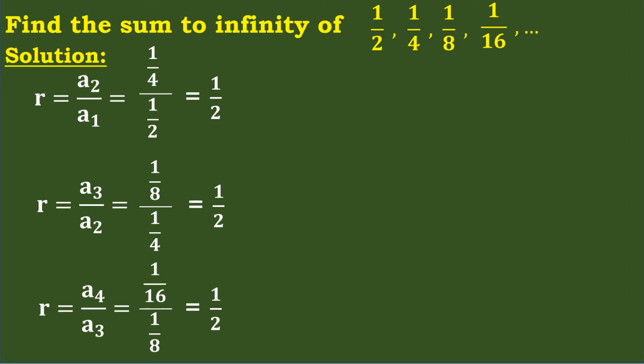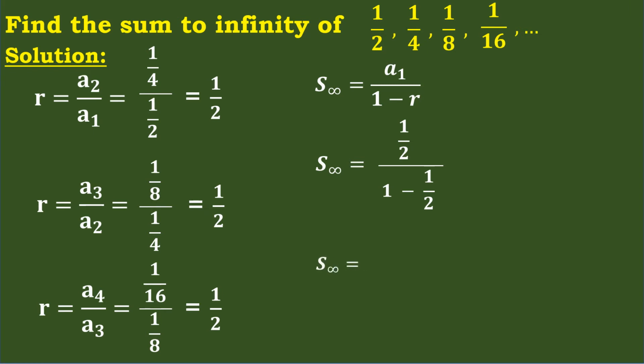Now, 1/2 is greater than -1. And also, 1/2 is less than 1. So, ibig sabihin, magagamit natin ngayon yung formula because the sum exists. So, ano yung formula natin? a sub 1 or the first term divided by 1 minus the common ratio. I-substitute lang natin. Equals, ano yung first term natin? 1/2 divided by 1 minus the common ratio, which is 1/2.